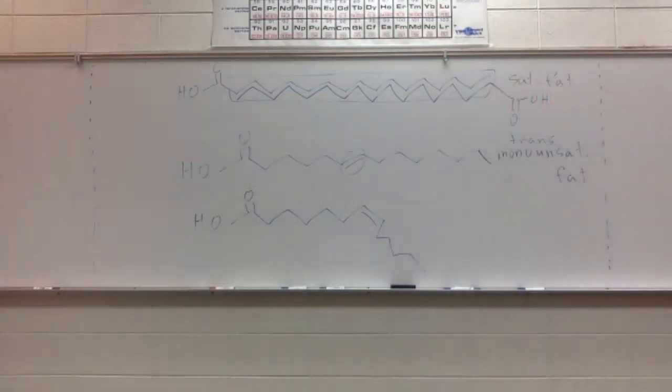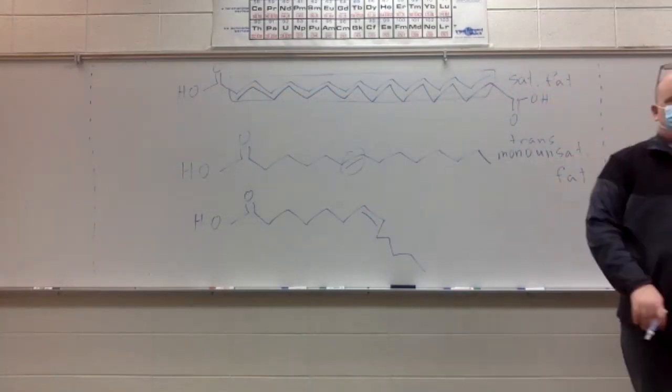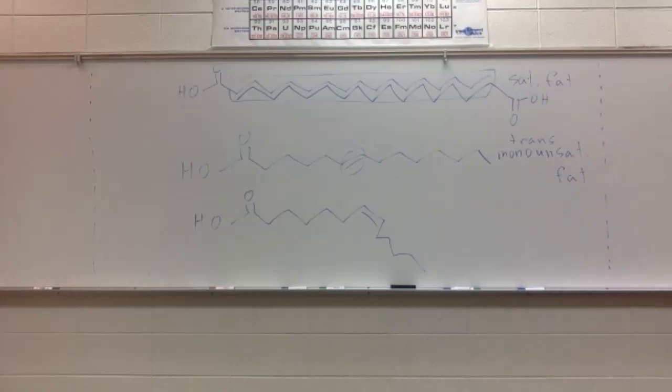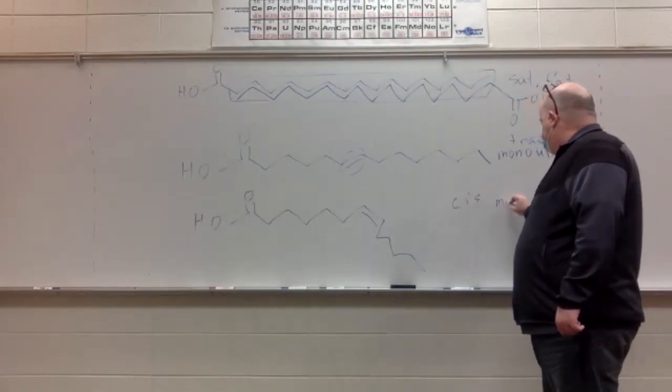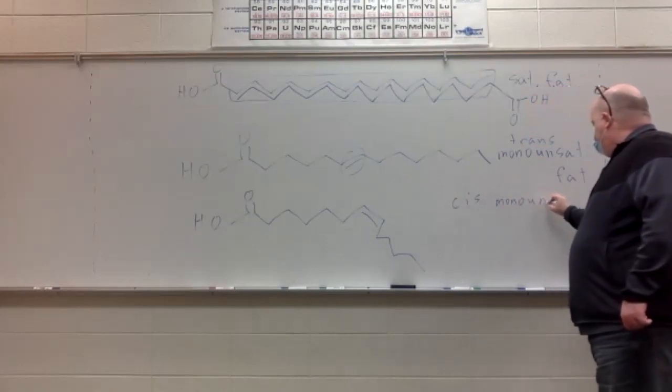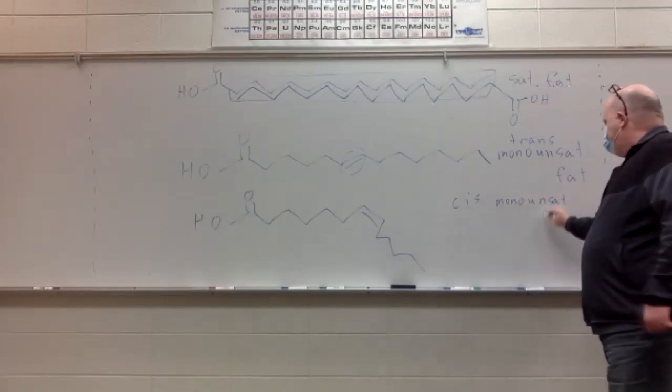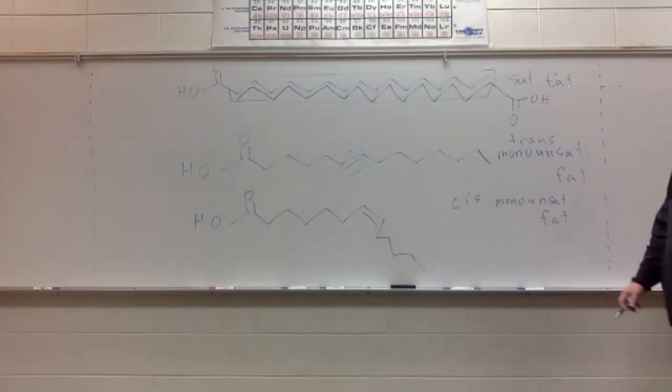Look at that. What's the major difference besides number of carbons? I'm trying to put the same number of carbons. What's the major difference between that one and the one in the middle of the board? Cis. This is a cis fat, specifically a cis monounsaturated fat. All right?